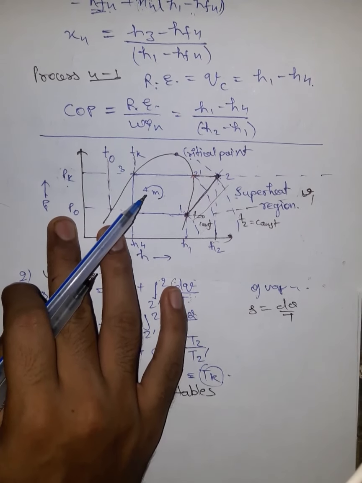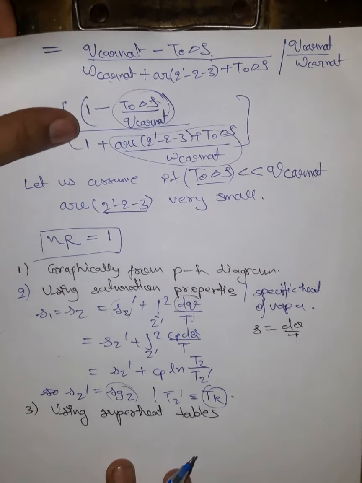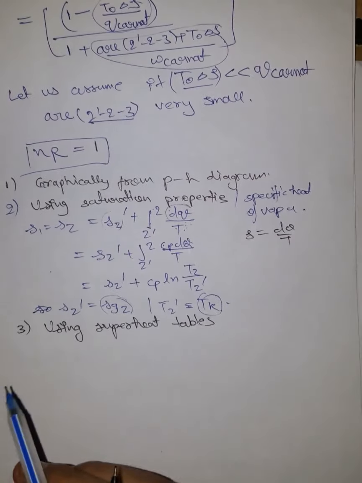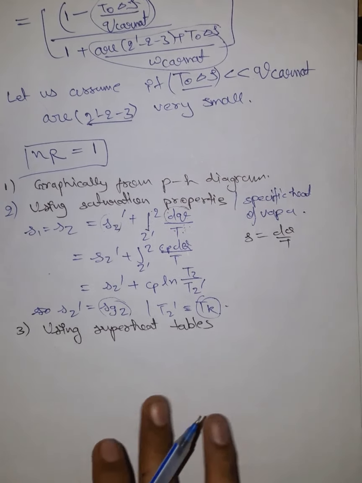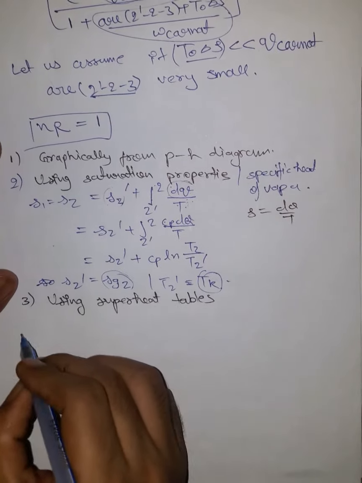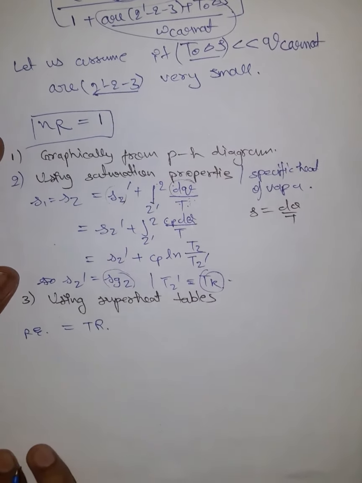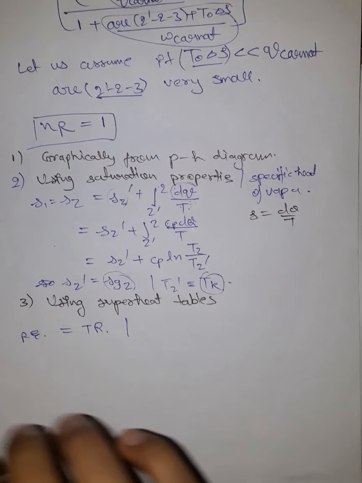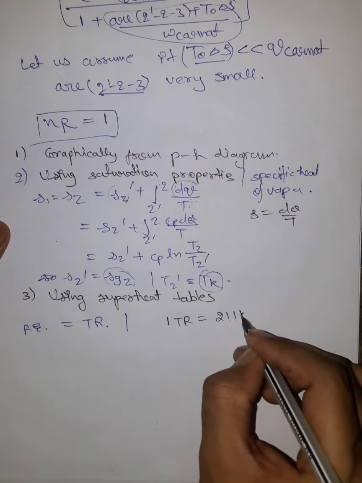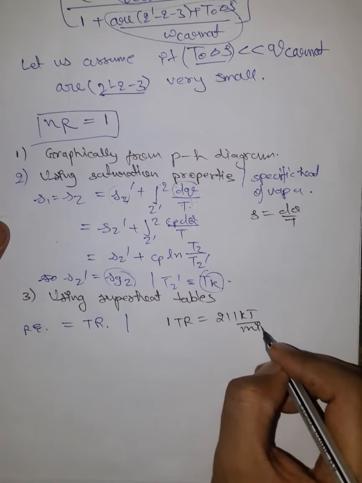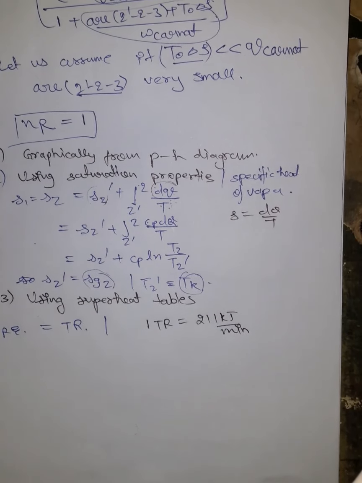Okay, now we come to another part, that is how to calculate the refrigerant mass flow rate. In the questions, the refrigeration effect would be given in tons of refrigeration. A thing to remember here is that 1 ton of refrigeration means 211 kilojoule per minute of energy supply, which can be converted into kilojoule per second by dividing it by 60.